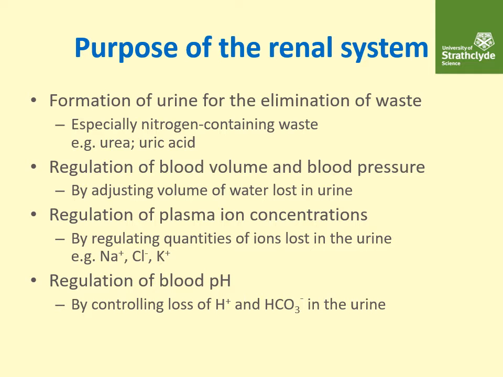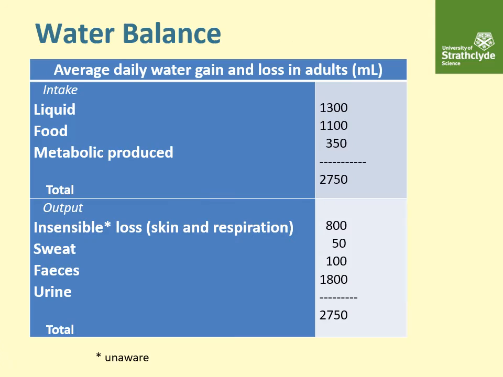Also to regulate the plasma ion concentration, by regulating the amount of ions lost in urine, principally sodium and potassium, and also regulation of blood pH by controlling the loss of hydrogen ions and bicarbonate ions within the urine. So there's a whole host of quite complex physiological controls that are regulated by the renal system.